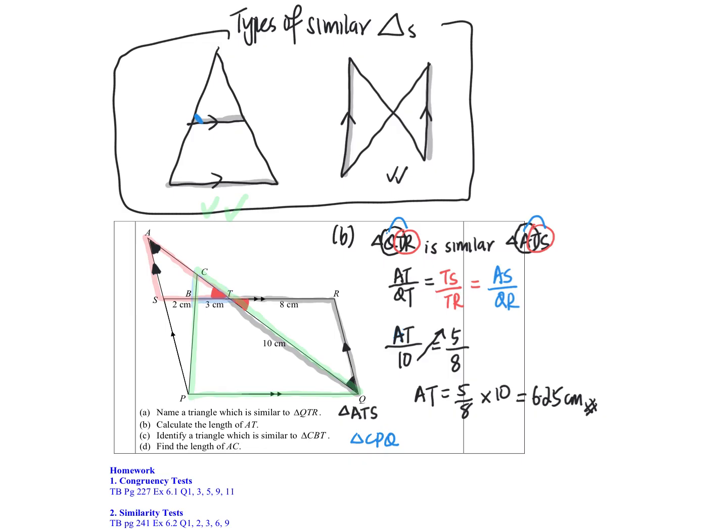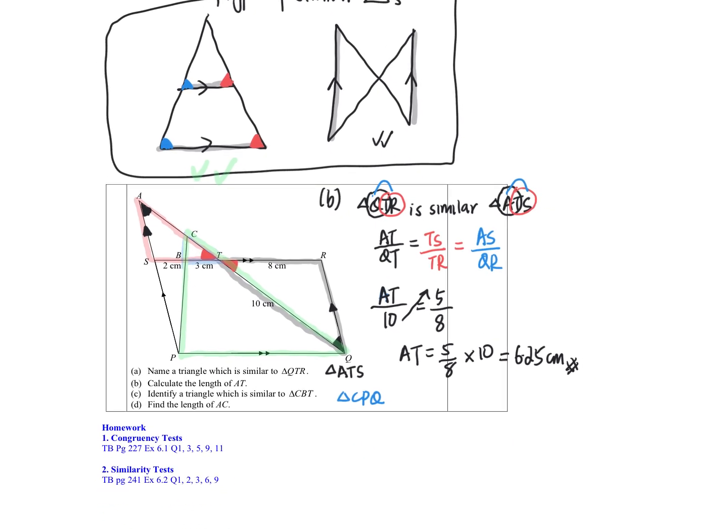Okay, how come I can know that these two are similar? Because if you have a parallel line, these two corresponding angles are equal. These two corresponding angles are equal. So by AA test, they must be similar. If they ask you to prove. But if they never, just leave it like that.